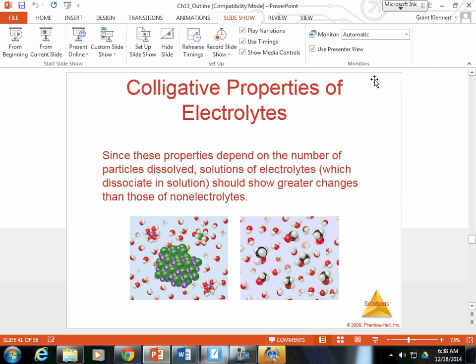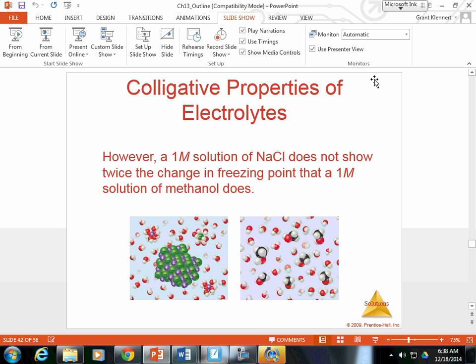When salt dissolves in solution, it breaks up into ions, and if you have 1 mole of salt, it's going to break up into 2 moles of ions, 1 mole of Na and 1 mole of Cl, and you would think that that would affect the colligative property, right? So here we have an example. It says this exactly on the slide. However, a 1 mole solution of NaCl does not show twice the change in freezing point of that of methanol. Remember, methanol is not going to dissociate. So why is it that NaCl has 2 moles of ions, but it doesn't show twice as much?